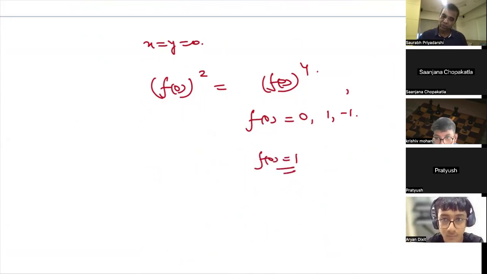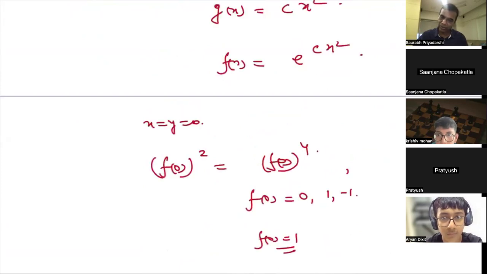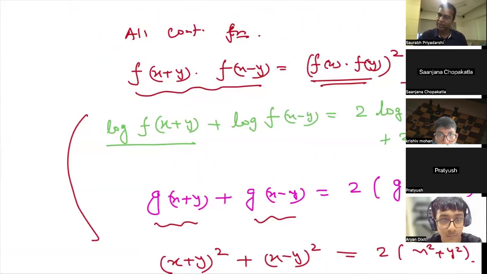Also, if I put y as x and x is equal to 0, can we see this function is coming as an even function?